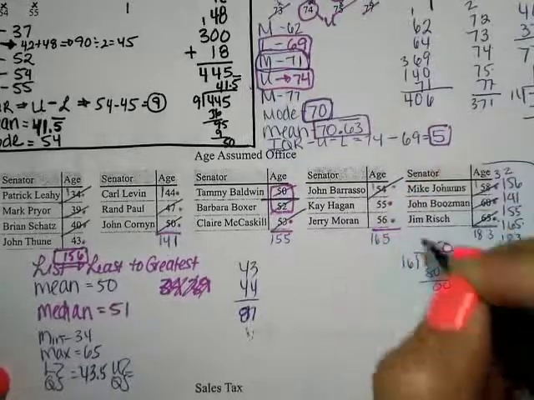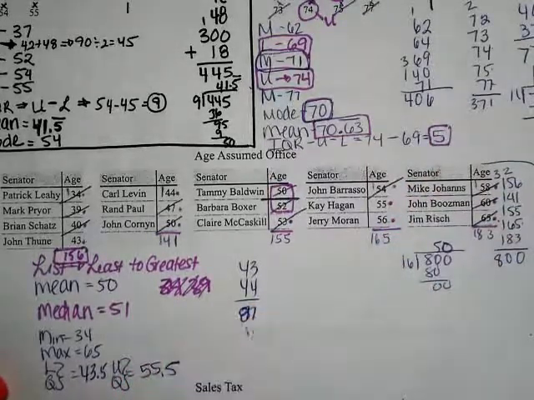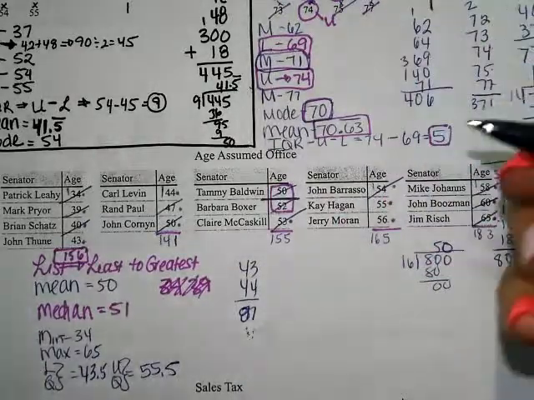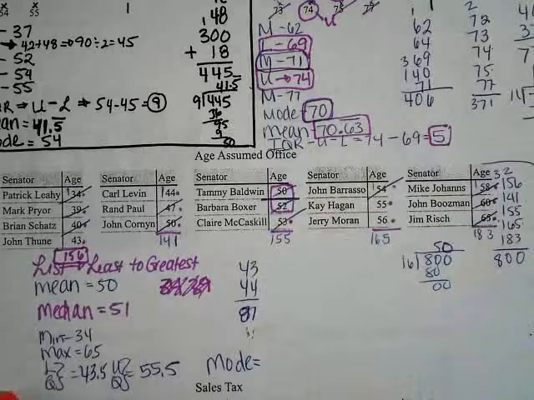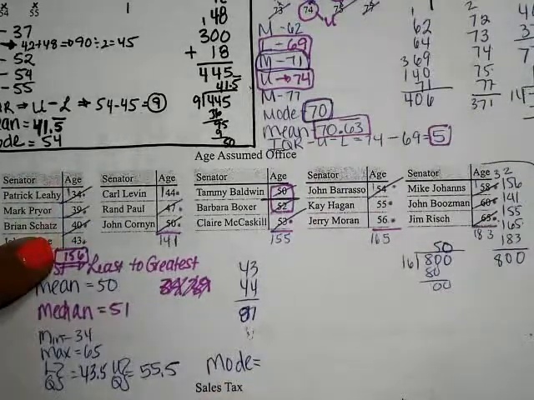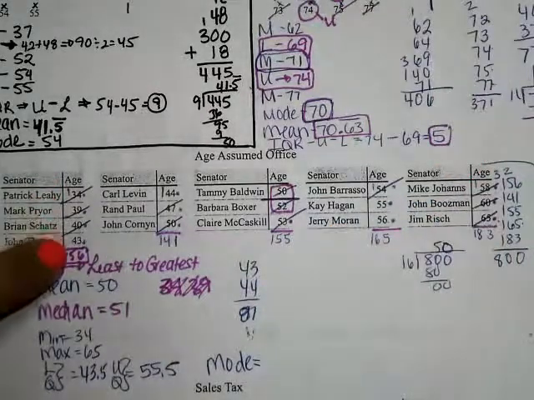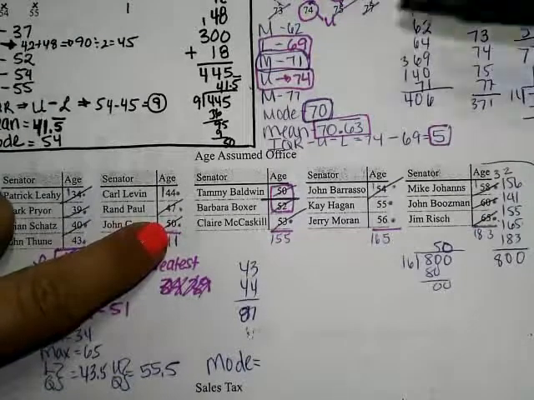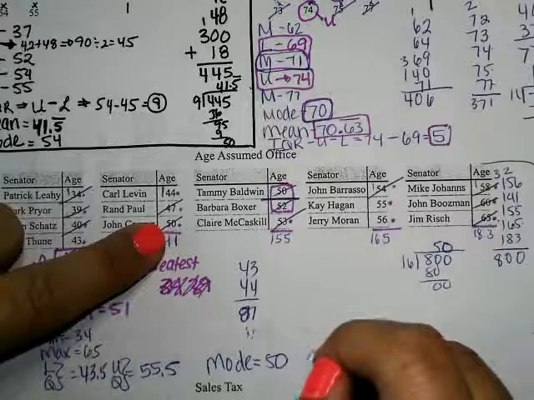Upper quartile. The number between 55 and 65 is 55.5. So my mode for this number was, which number occurred most? Do I see any number repeating? 50. You see 50 twice. So my mode is 50.